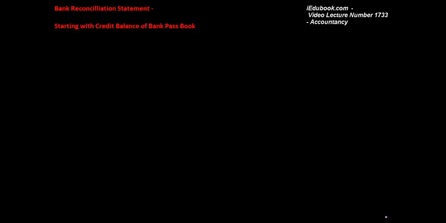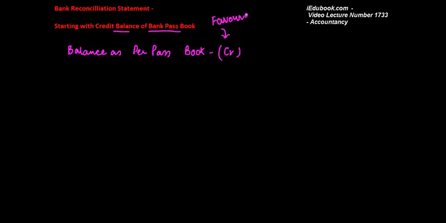Now, when you prepare a bank reconciliation statement, many a times you may be given the credit balance of the bank passbook. So you have balance as per passbook. Please note that this balance as per passbook is normally a credit balance, and if it is said that you have a favorable balance as per the passbook, what it means is you have a credit balance.